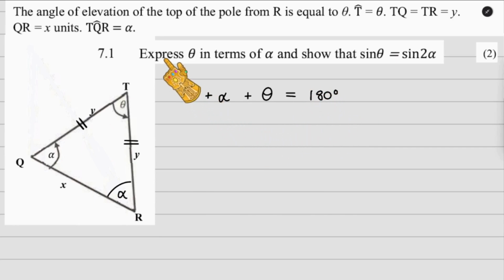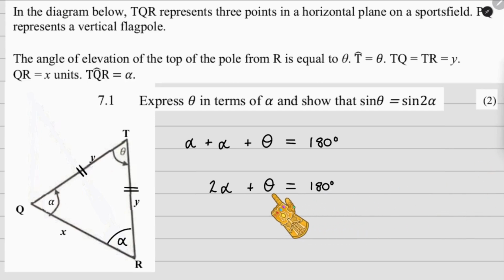Right, now I need to express theta in terms of alpha. What that means is get theta on its own. So let's go ahead and start doing that. Alpha plus alpha is just 2 alpha. 1 apple plus 1 apple is 2 apples. And then to get theta on its own, I'm just going to move that 2 alpha to the other side, and it becomes minus 2 alpha. And now the first bit of the question is done. Express theta in terms of alpha. Done. Theta equals 180 minus 2 alpha.